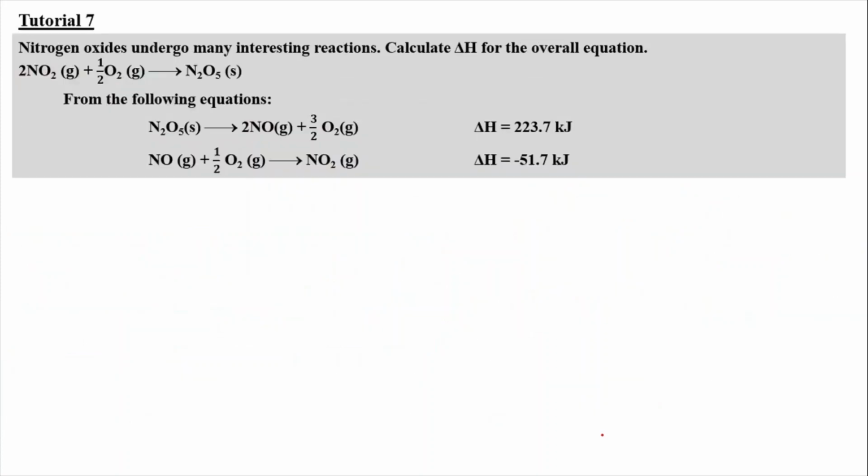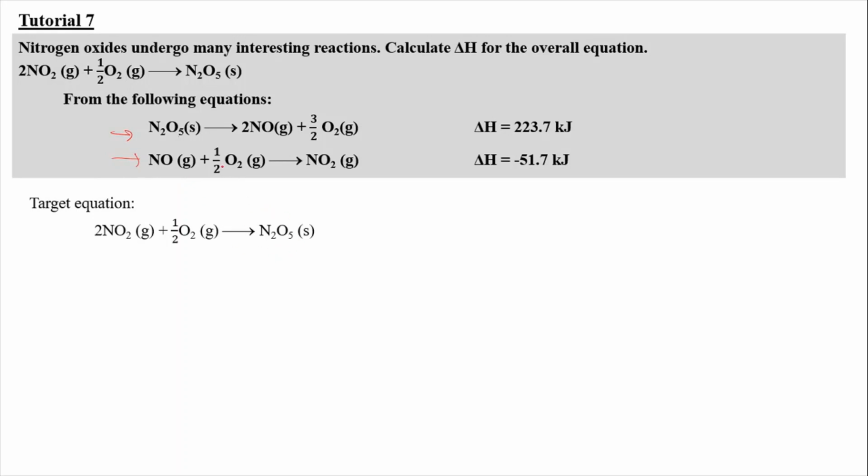Now we're moving on to tutorial question 7. So nitrogen oxides undergo many interesting reactions. Calculate delta H for the overall equation of 2NO2 gas plus half oxygen gas into N2O5 solid. Okay, so our target equation is 2NO2 gas plus half oxygen gas going to N2O5 solid. So we can find the enthalpy from the equations that they have given in the question.